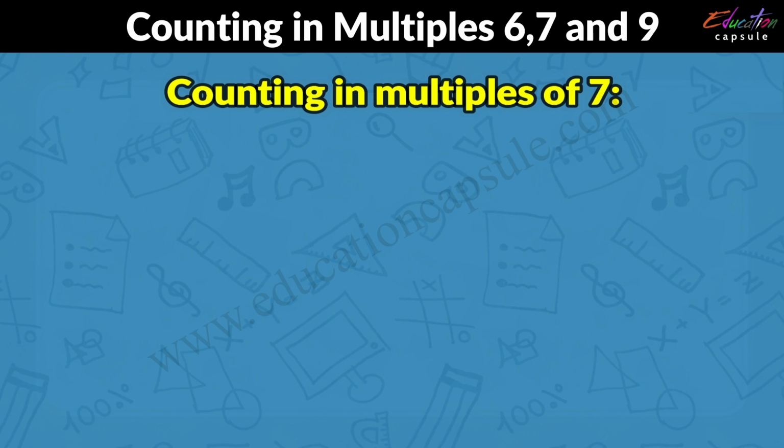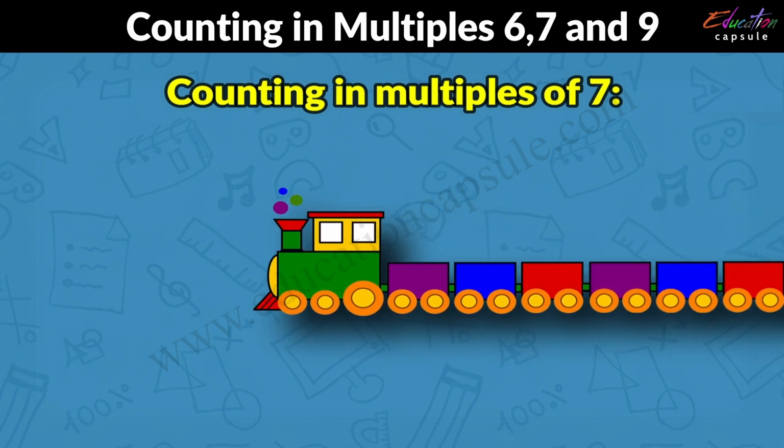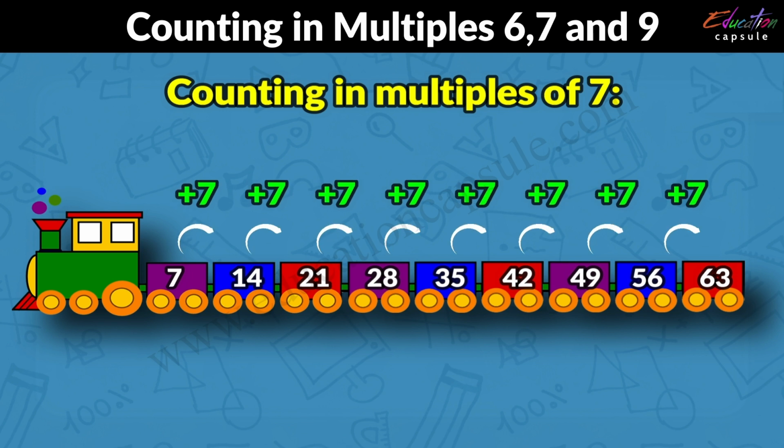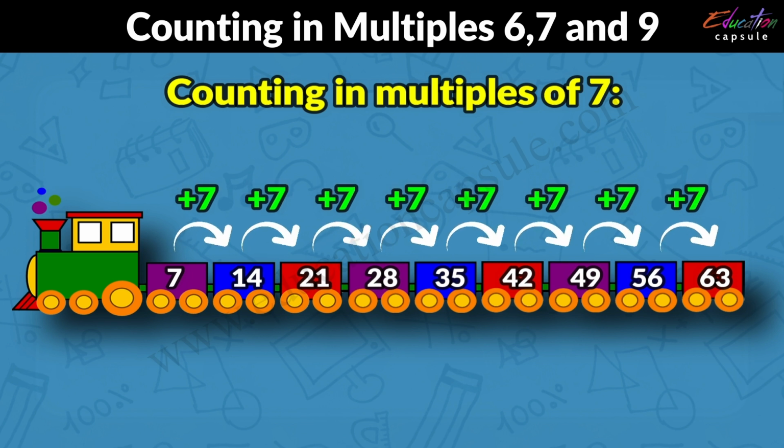Counting in multiples of 7. Counting in multiples of 7 means going up in sevens. To count in multiples of 7, we add 7 at every step. As you can see here, if we start from 7, we'll keep on getting the next number by adding 7 to the previous number, such as 7, 14, 21, 28, and so on up to 63.